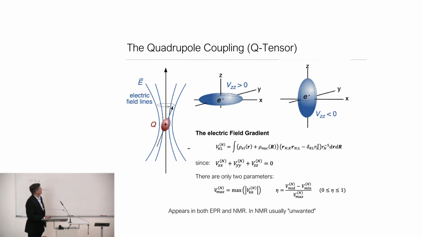So now you have the quadrupole coupling, or the Q tensor, and that is a bit of an oddity, because for almost all of quantum chemistry, the nucleus is just a point charge. And the one place where it's not behaving as a point charge is the quadrupole coupling. And that happens in nuclei that have a spin of larger than 1/2.